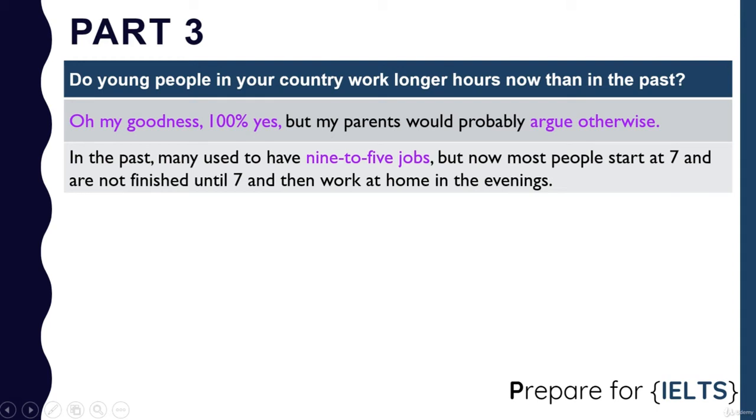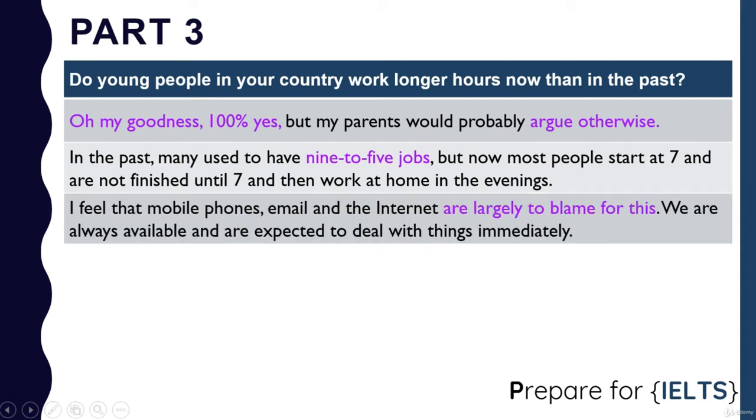There are very few jobs like this now in my country, that people are working 12-hour days, 7 till 7, and then they're working at home in the evenings. I feel that mobile phones, email and the internet are largely to blame for this. We are always available and are expected to deal with things immediately. So I'm giving a reason why I feel this is the case, and it's these three things are largely to blame for this, are responsible for this.